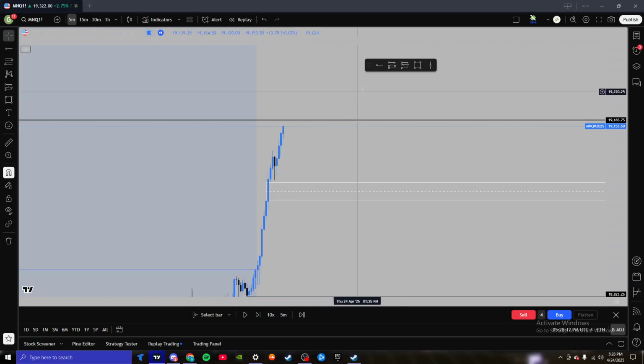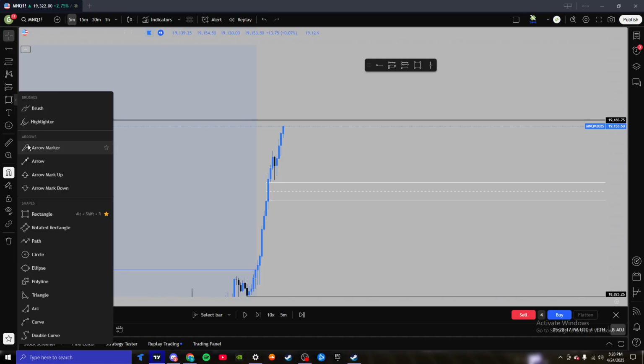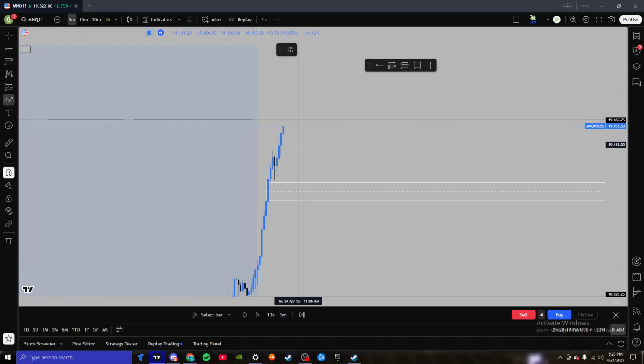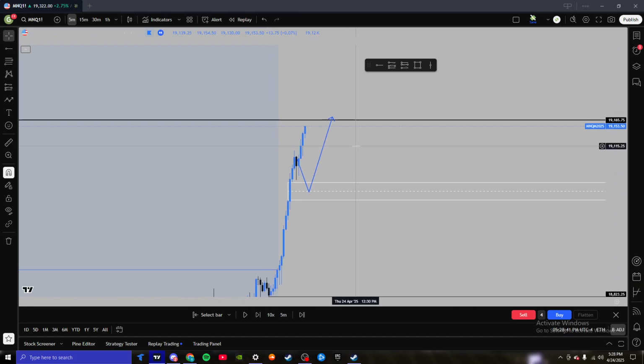My plan was for this candle right here to come down, tap into this fair value gap, and then continue going up. As you can see, we did continue going up, but we never tapped into the fair value gap, which means that I could not take this trade because that is my main confirmation when I'm taking this up. So I had to wait for this level right here to get taken out.